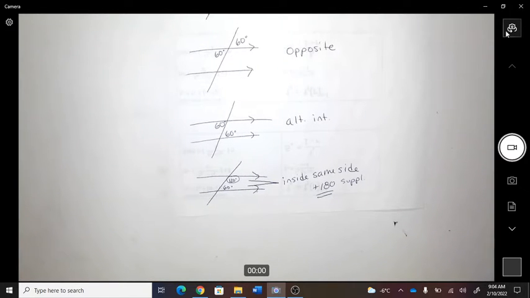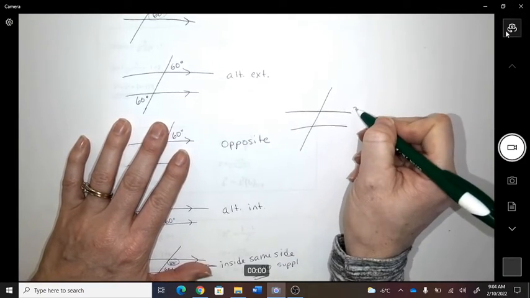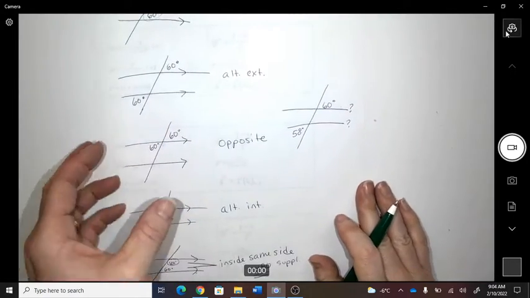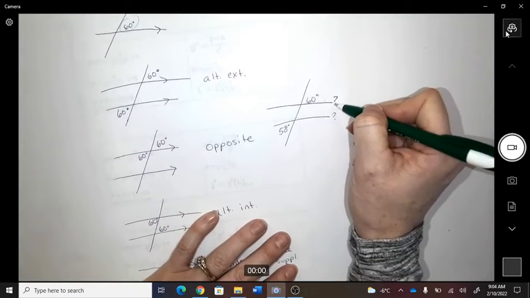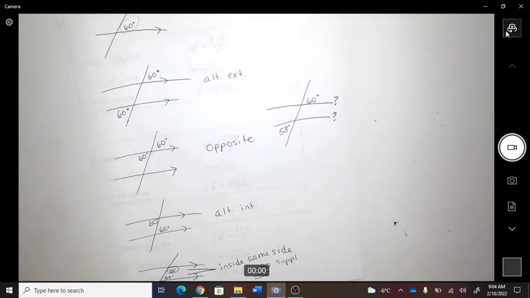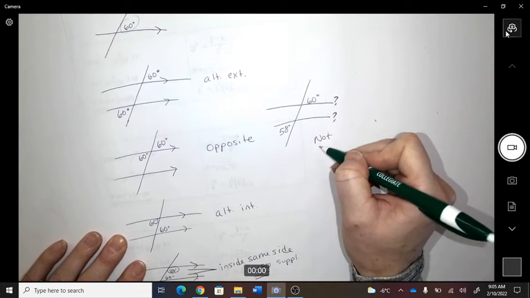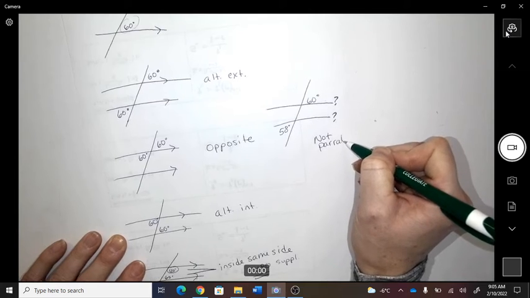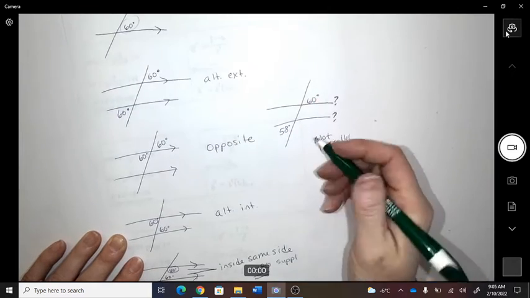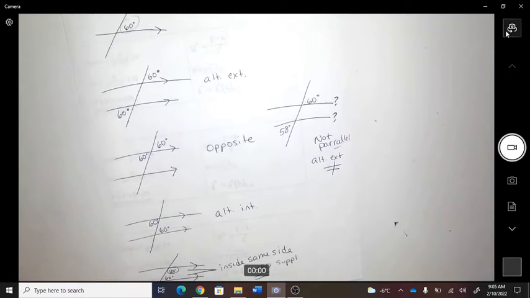On the test, if I did something like this, are these lines parallel? And I gave you that. What can you conclude? What do you know about these lines right here? This one and this one, are they parallel or not? Yes or no? They're not parallel. Why are they not? Because alternating exteriors are not equal, therefore they're not parallel.